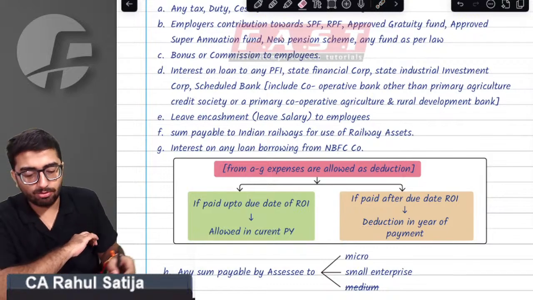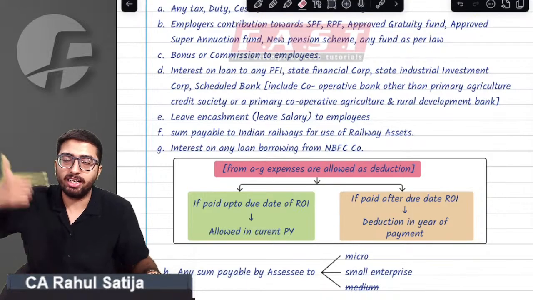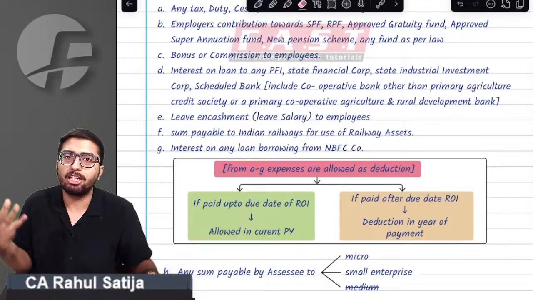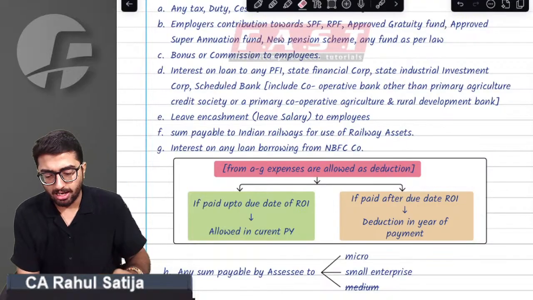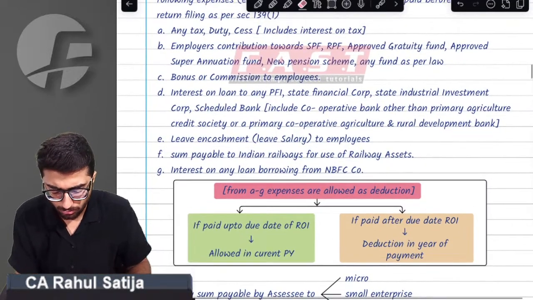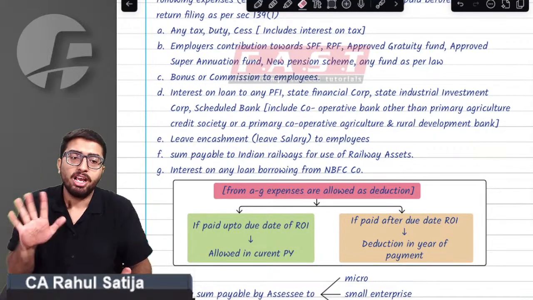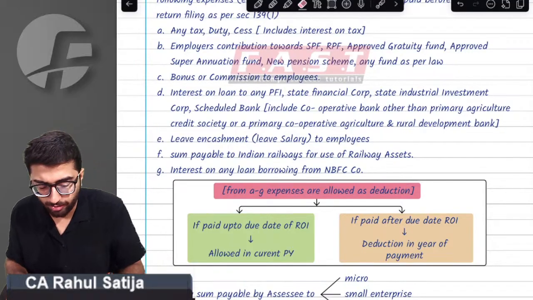Sir, all of these expenditures, what are these expenditures? Any kind of taxes, any kind of bonus or commission, any kind of employer's contribution, any kind of leave encashment, any kind of interest payment, or at last we have railway asset. All these seven expenditures shall be only allowed if they are paid up to the due date of ROI.